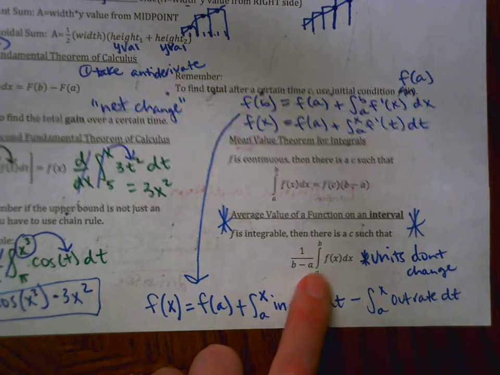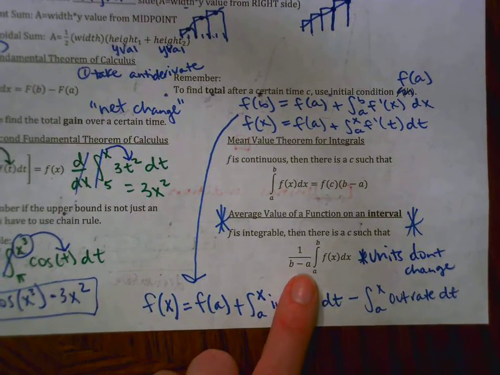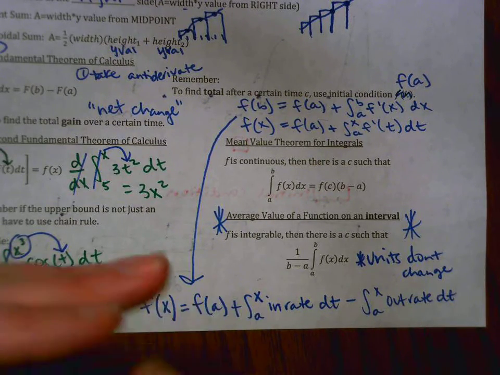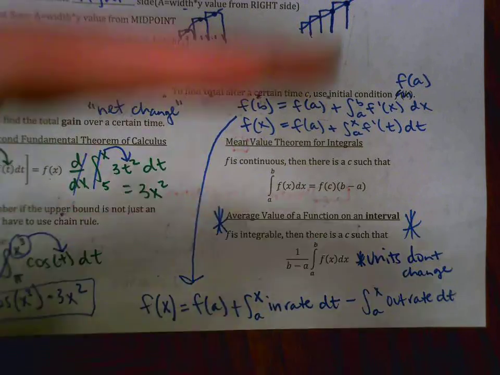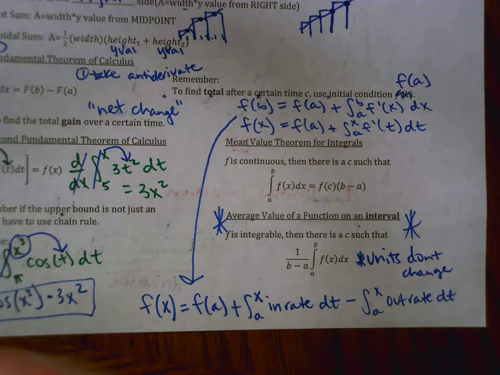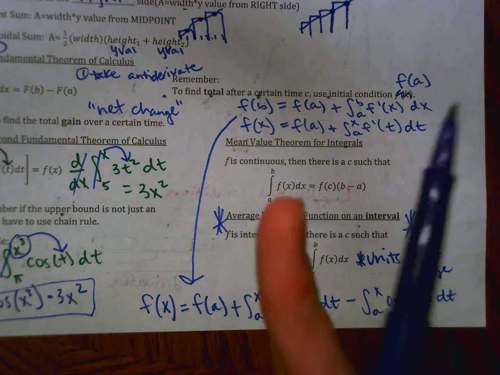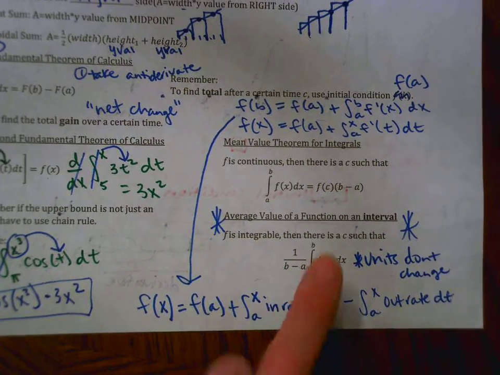This is not the same as average rate of change. Now they derive from each other, but if it asks for average rate of change, that's changing units. That's going up a level. But if it's this, you're staying on the same level, you're not changing units. So just keep in mind there's average rate of change, which is f of b minus f of a over b minus a, and there's average value, which is this.